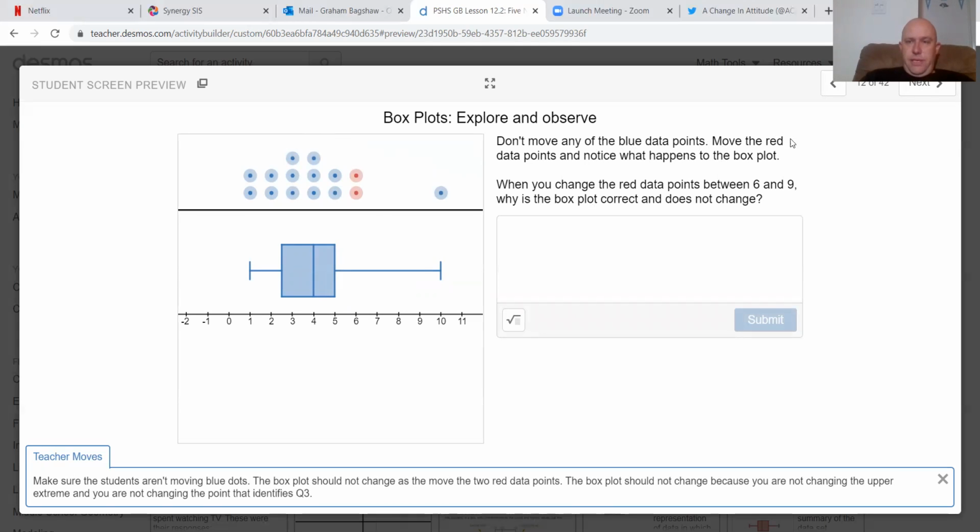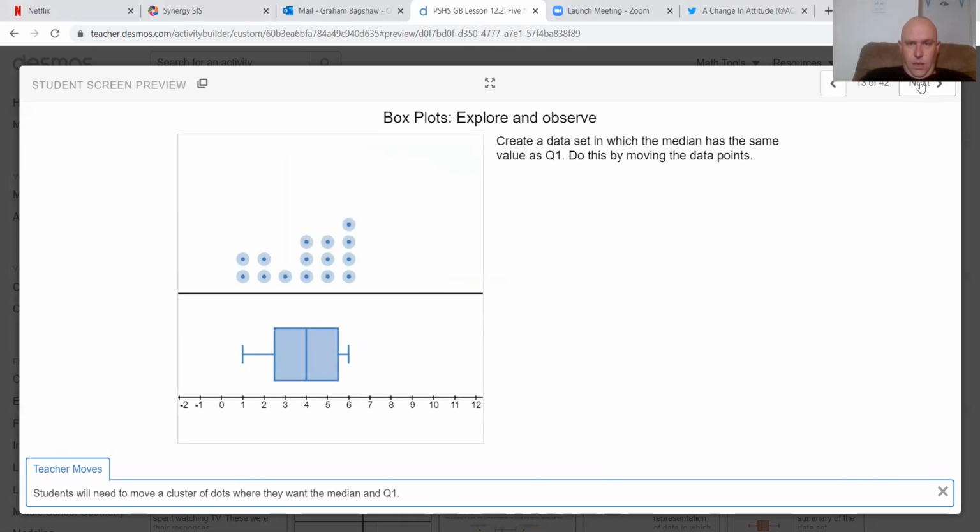Don't move any of the blue points, move the red point, notice what happens. And same thing, nothing happens here because these are not the 75 or the 100% values. So it doesn't actually change. So when you look at a box plot, it doesn't tell you what individual values are, but it just tells you what those key values are at those quartiles.